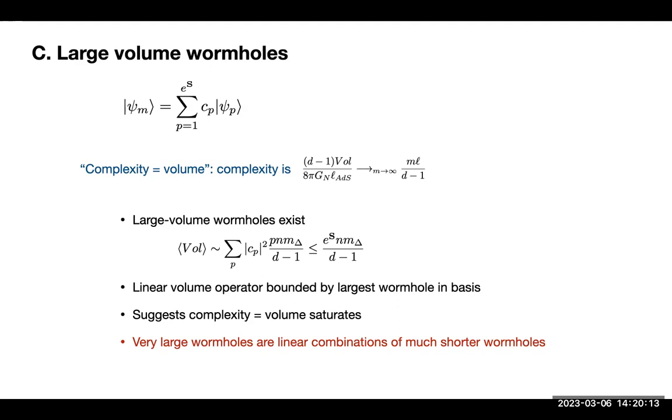So what it does suggest is that part of the resolution of this confusion with the complexity equals volume operator is that in some sense the volume operator should have a maximum eigenvalue, a maximum volume. And finally, the point underlying this is that if I correctly accounted for the spaces, these very, very large wormholes, I can construct as linear combinations of shorter ones.